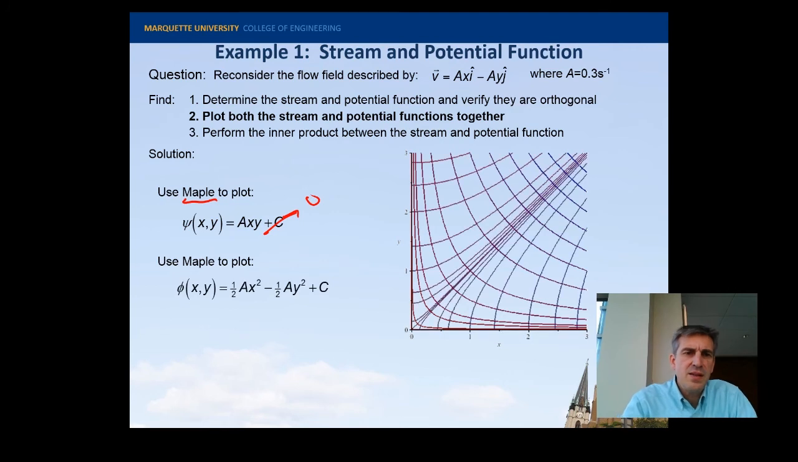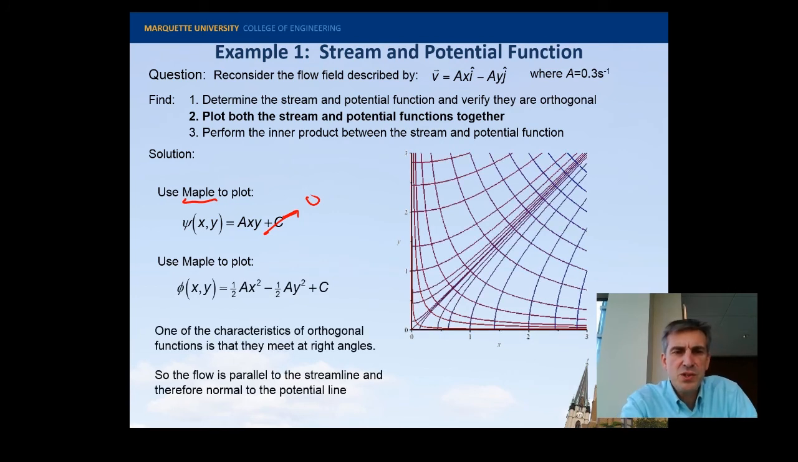If I plot the stream function, the potential function, and superimpose it on top of the stream function, you can see we do generate this flow field, or this comparison of the stream and potential functions where the streamlines meet everywhere at right angles. It's quite a beautiful looking plot, really. So one of the characteristics of orthogonal functions is that they always meet at right angles. So the flow is parallel to the streamlines and therefore normal to the potential line.